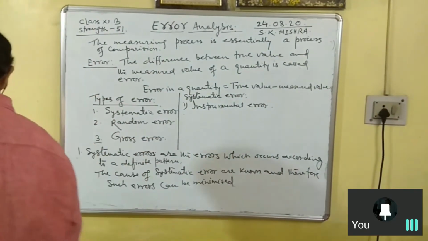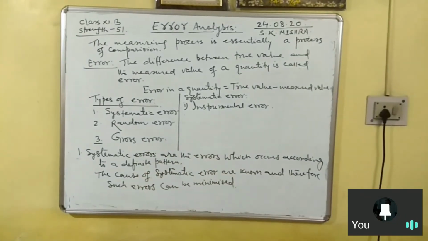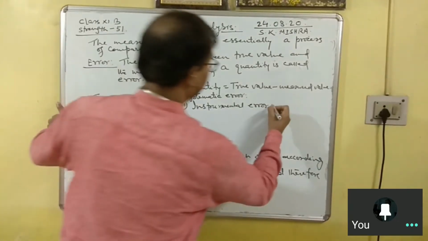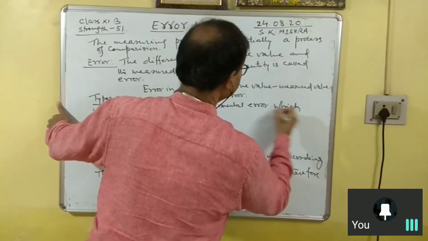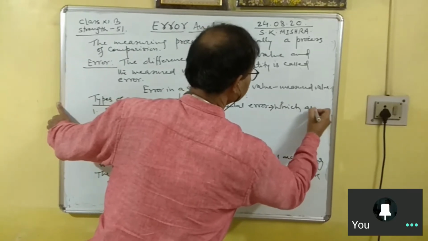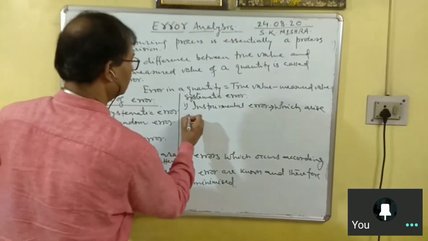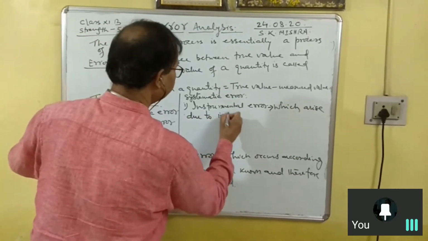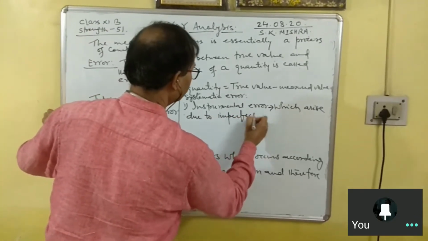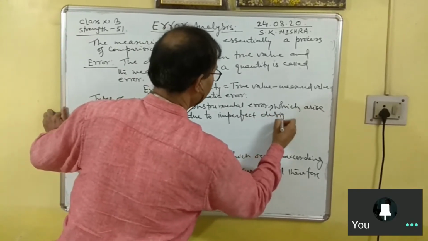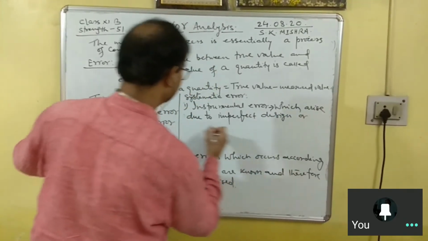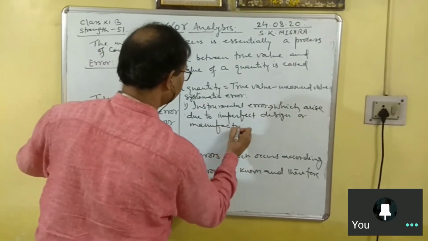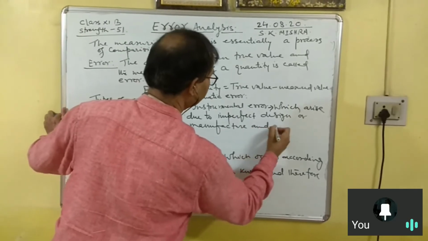So let us write what instrumental error is: errors which arise due to imperfect design or manufacture or calibration.